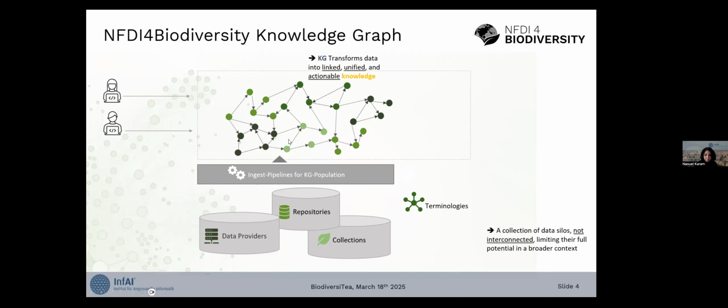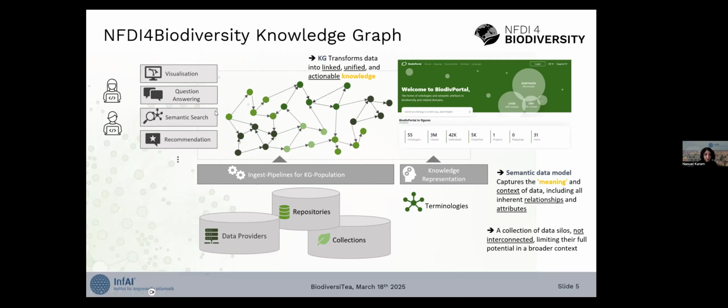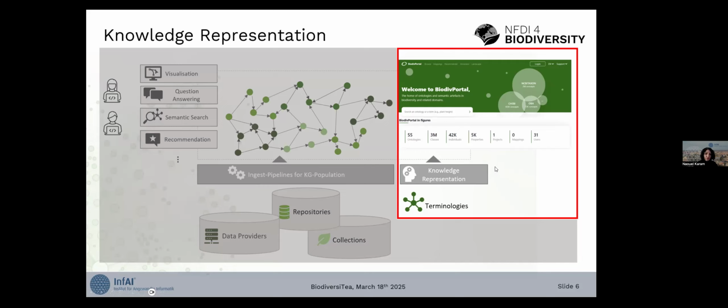I will also talk about how we use this knowledge graph, for instance, for visualization, for question answering, semantic search, and also recommendation. So basically applications that access the knowledge graph that the users can use. I will start by concentrating on the knowledge representation and specifically for trait data.